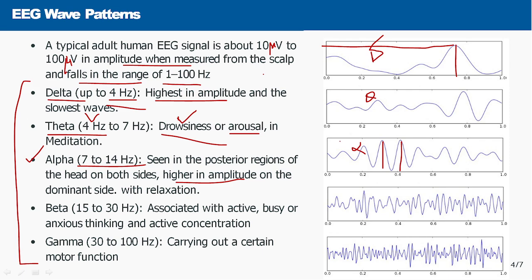At a relaxed state of our mind, basically the brain is generating these alpha waves.